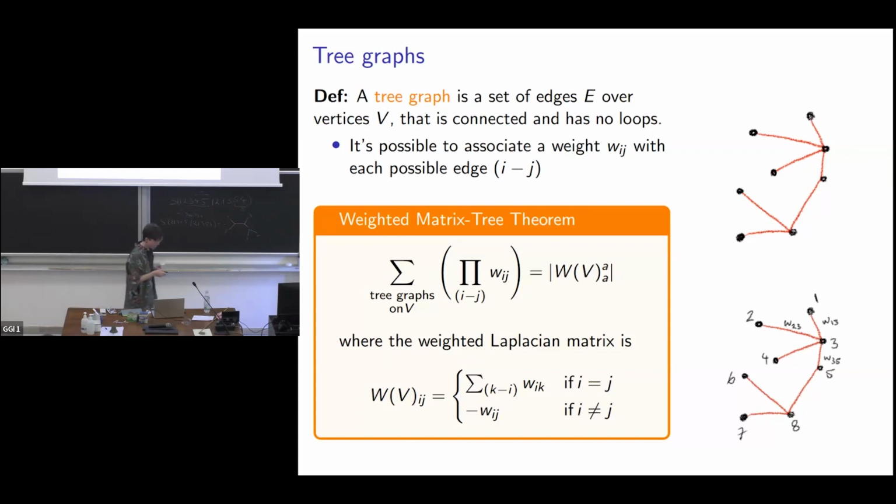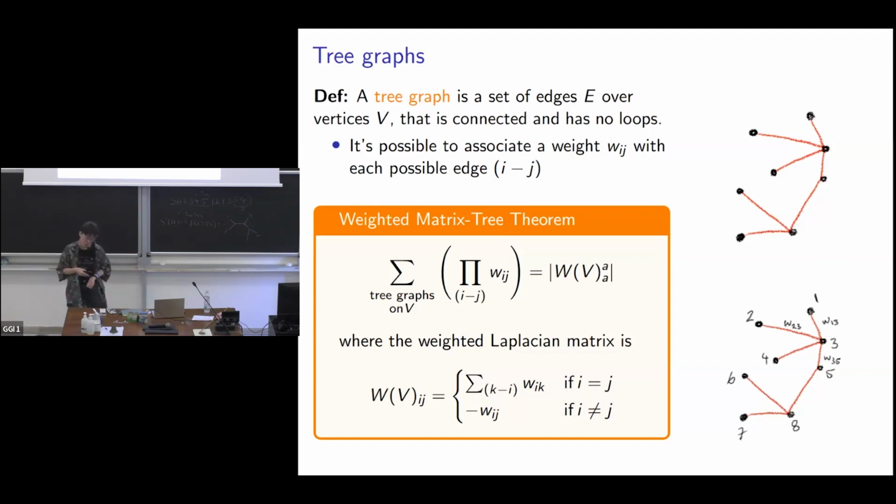And now a very cool identity is that if we sum over all possible tree graphs on a set of vertices, so if we sum over all possible tree graphs you can build out of connections between these vertices, weighted by these weights that I've assigned to them, then this is equal to the determinant of the weighted Laplacian matrix, where we've removed one row and one column.